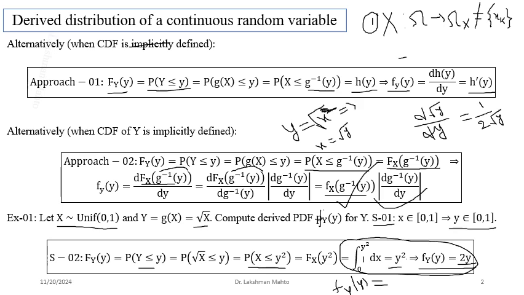Consider this one as a second example. The first example was if you are taking y equal to x square. If you take y equal to x square, this is the situation, just it is for y equal to the square root, I am complicating things here.